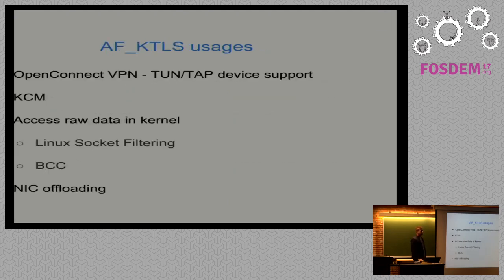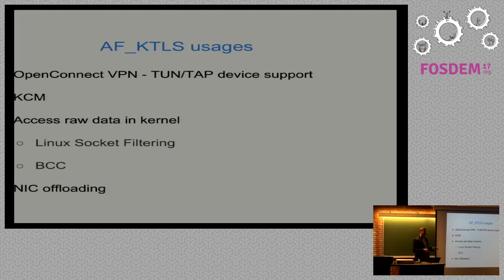If we look at the AFK TLS usages, there are various. One is OpenConnect, as discussed in this presentation. The main disadvantage why this implementation was not used is because the tun/tap device that is used by OpenConnect does not support splice operation. You can use AFK TLS with KCM, that is the kernel multiplexer.